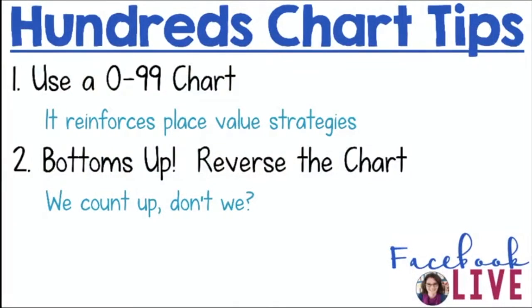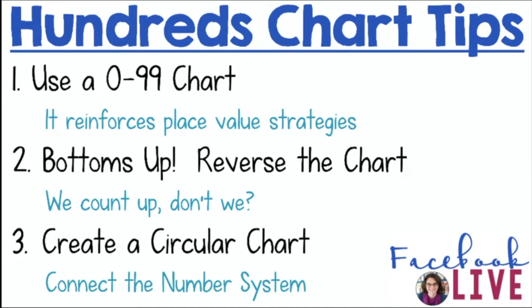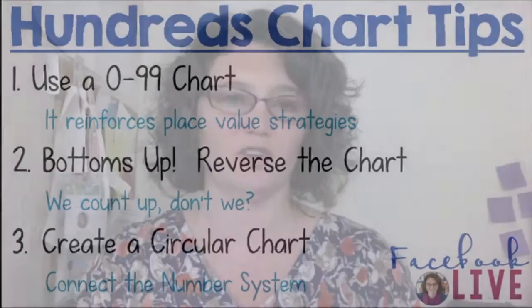So the three strategies: one of them was to use a 0 to 99 chart. Then there's bottoms up, reverse the chart, and think about having students count up with the chart. And the last one was to create a circular chart to connect the number system for the students so that they can see how our number system doesn't end at the end of the piece of paper. I wonder whether our students think that things sort of end.